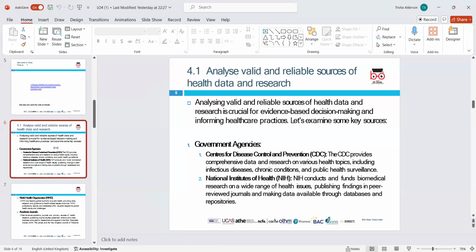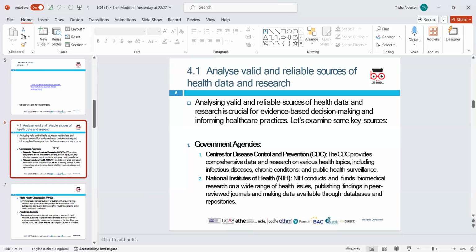We've got government agencies, and don't forget we're using the US for our example of a different country. In the US, they've got the Centre for Disease Control and Prevention, also known as the CDC. This provides comprehensive data and research on various health topics, including infectious diseases. Those are the diseases that people can catch from one person to another. Chronic conditions, those are the things that happen within you, like cancer and heart disease, obesity and diabetes. And they also look at public health surveillance, so they keep an eye on what's going on with people's health.